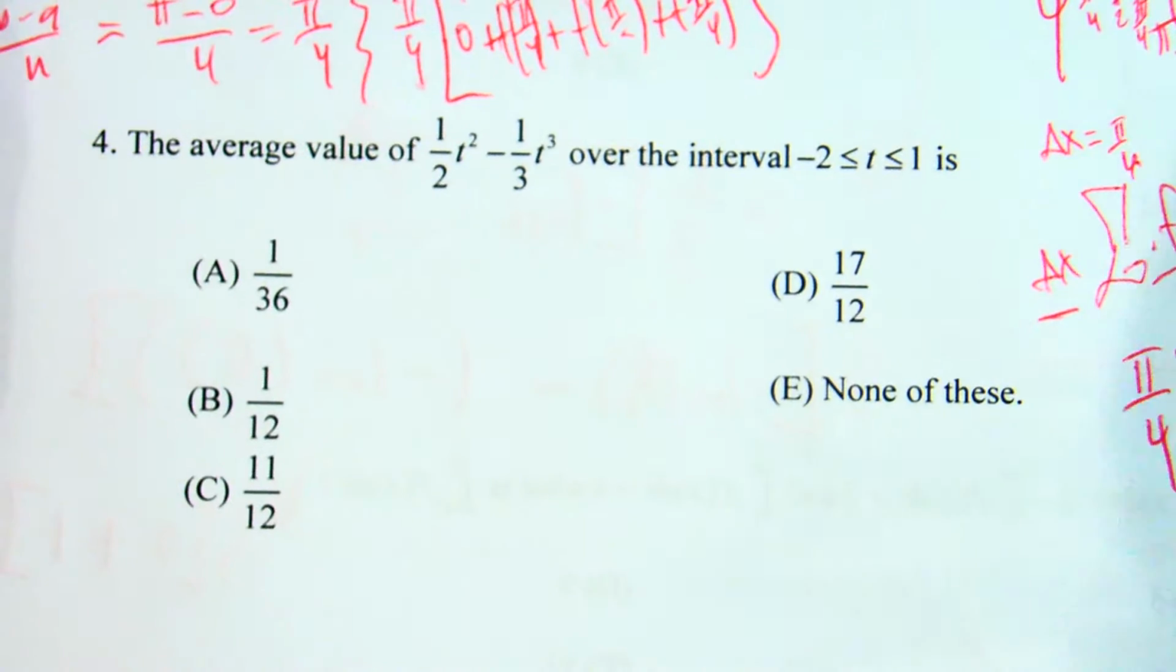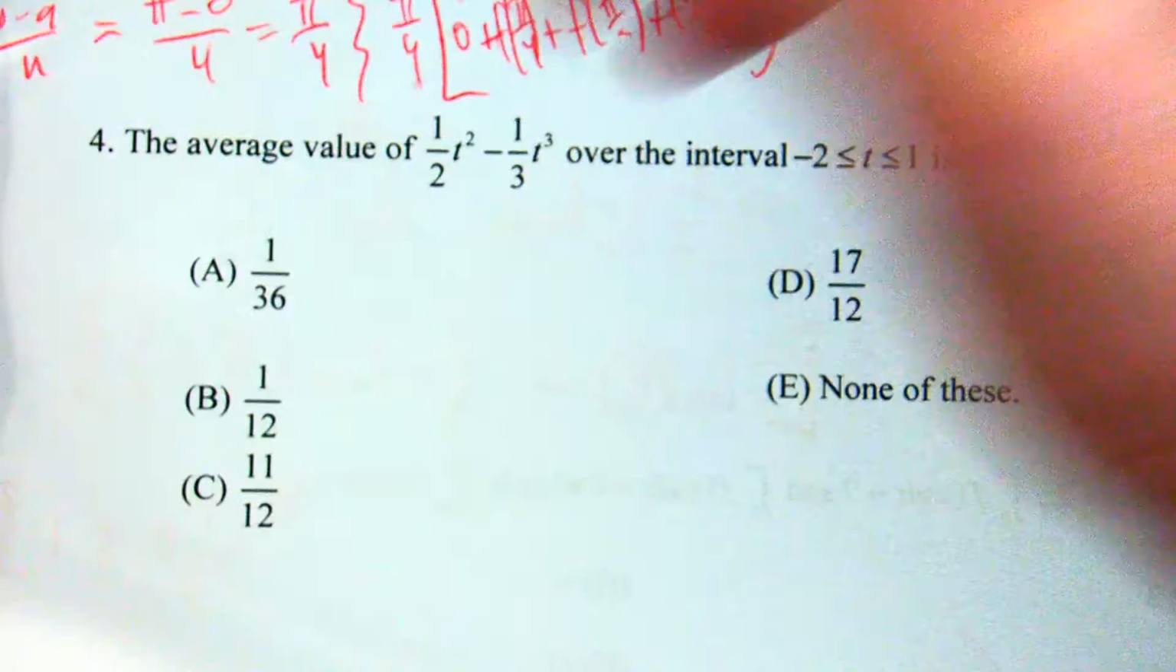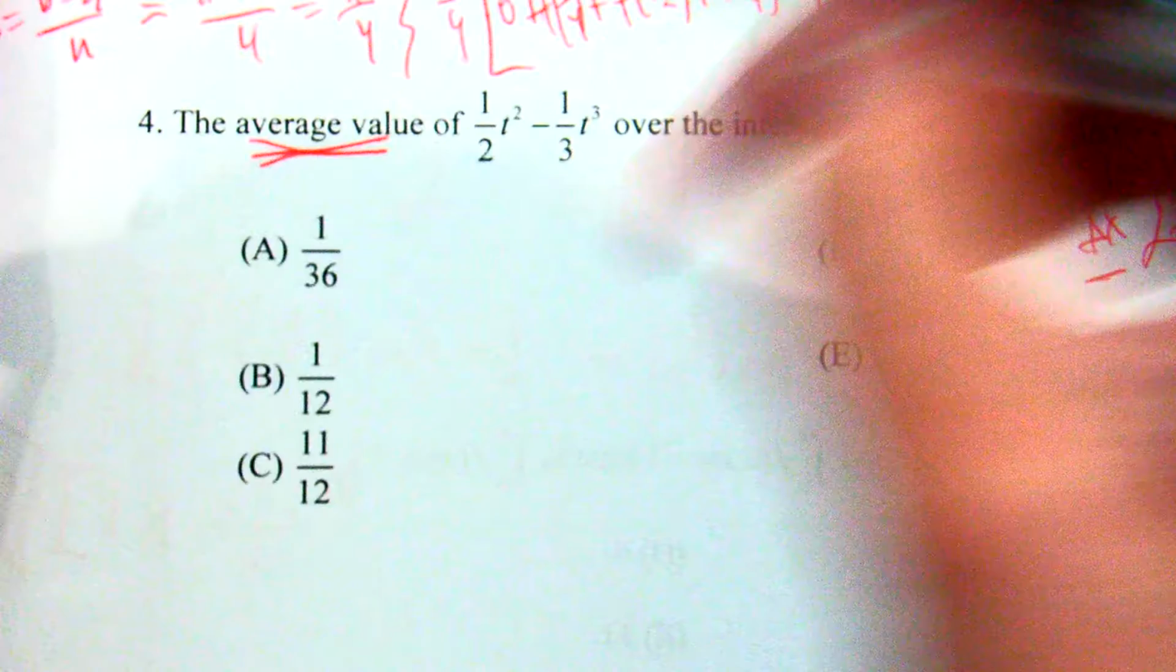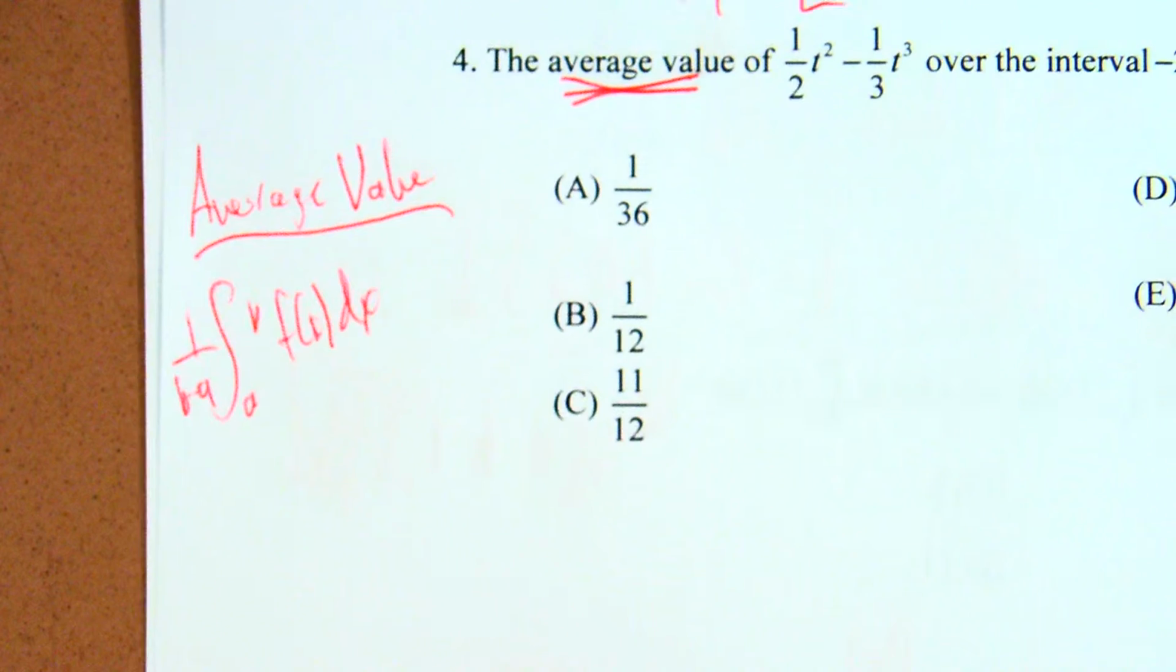So example 4, we're going to do the average value. So here's the key thing here. Average value, don't confuse it with... So average value is the integral. It's 1 over b minus a times the integral from a to b of f of x dx here. So that's the average value here, right?